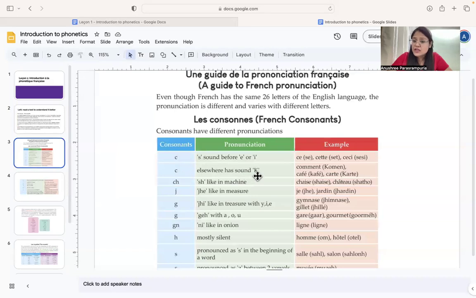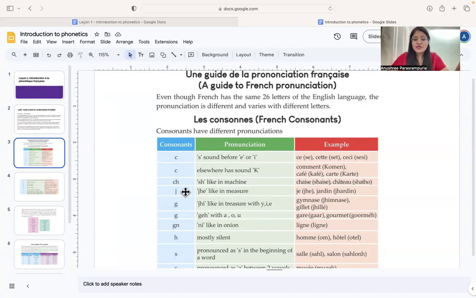C anywhere else will be sounded as K. For example, comment, café, carte. Remember, the T towards the end, we do not pronounce it. CH together has a sh sound, as in machine. For example, chaise, château, and so on and so forth.